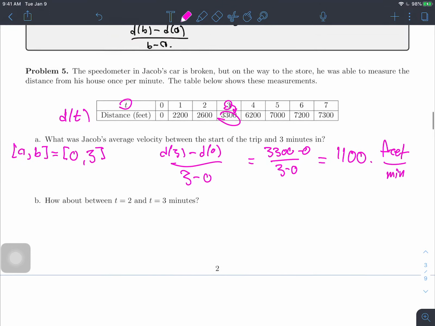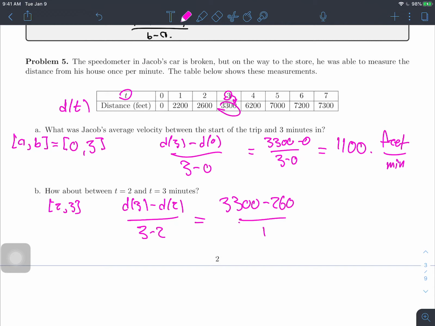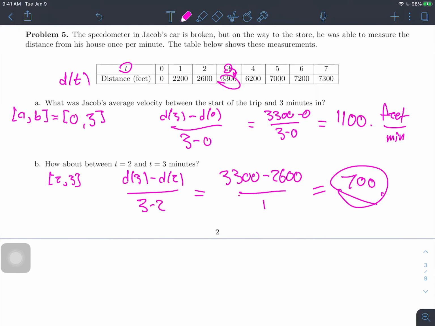Okay, how about between t equals 2 and t equals 3 minutes? Well, now our interval is going to be 2 comma 3. So we're going to have d of 3 minus d of 2 over 3 minus 2, which is just going to be something over 1. What's d of 3? Still 3,300. D of 2, 2,600. Okay, let's see if we can do some basic subtraction here. I think that's going to be 400 plus 300, 700. Please let that be right. Anybody verify for me? Pretty sure I did it right. Okay.